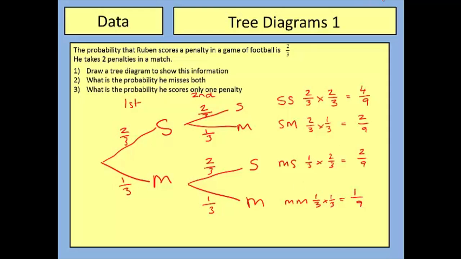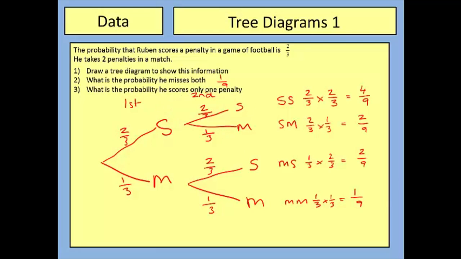Now a little tip with tree diagrams, I wouldn't simplify at any point until I need to give a final answer. So all of these are left exactly how they look on my tree diagram. If this was 4 out of 6, I would keep it as 4 out of 6. So looking at this, let's look at the next questions. What is the probability he misses both? Well, I can see from my tree diagram, moving along this branch, miss, and then along this branch, miss again. I've got the probability of that as 1/9.